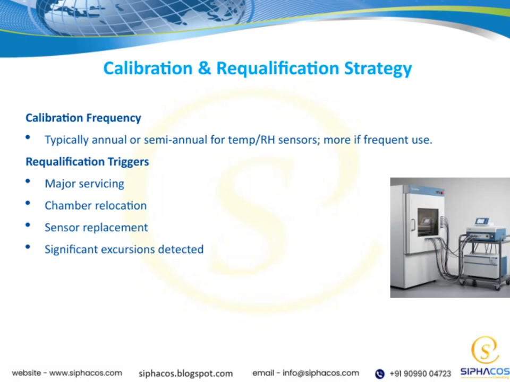Lastly, any significant excursions or deviations detected during operation should prompt us to reevaluate and requalify to maintain confidence in our data. Overall, these strategies help us keep our environmental monitoring reliable and accurate, which is essential for maintaining quality and compliance throughout our processes.